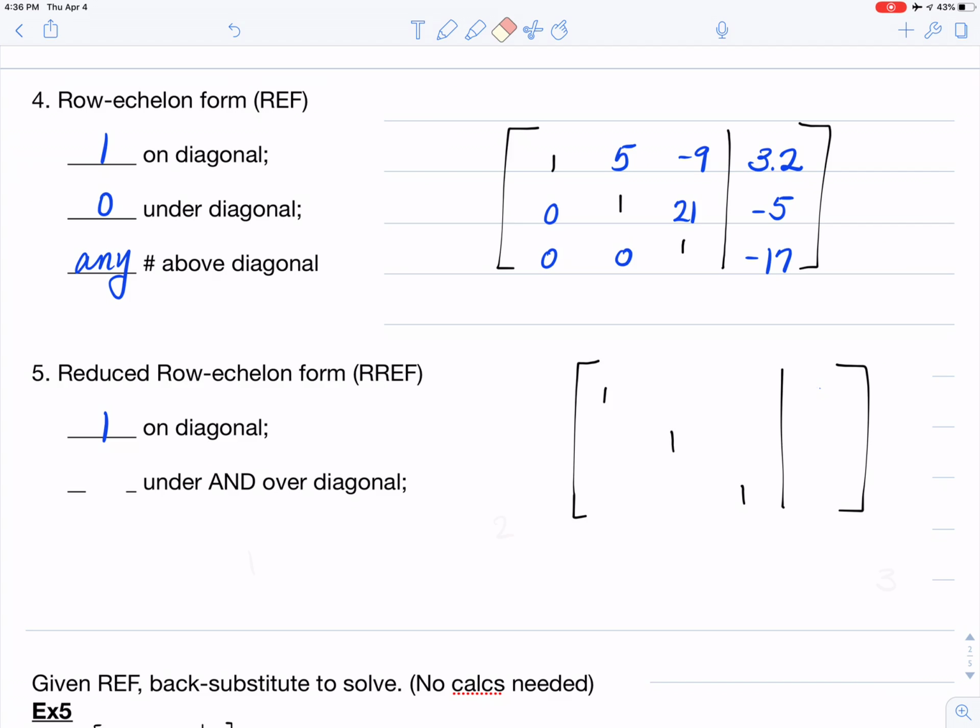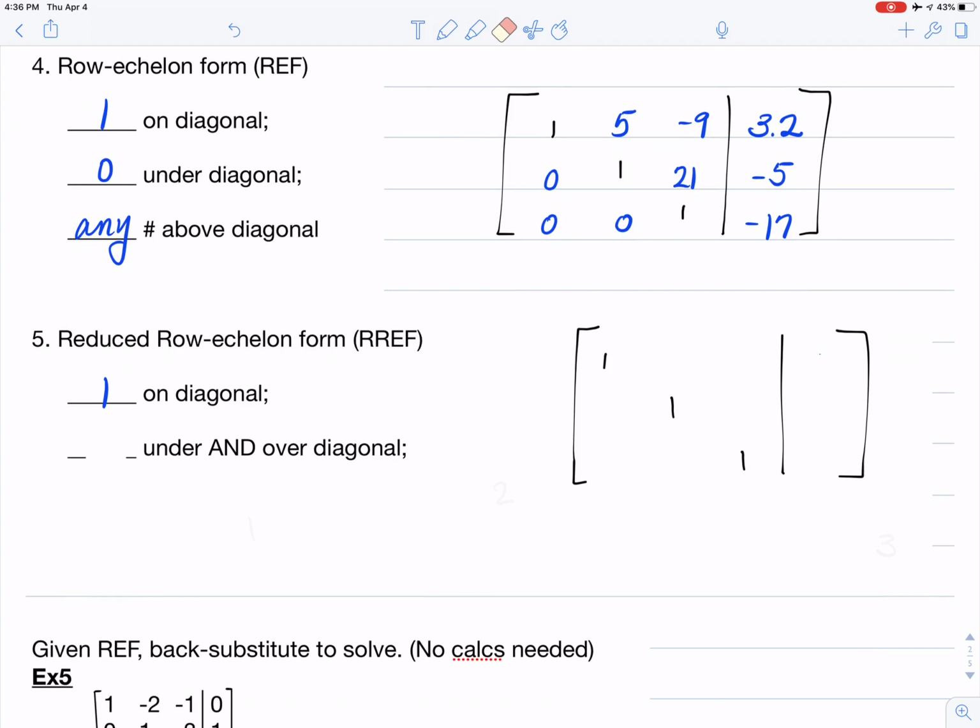Reduced row echelon form. Once again, you have ones on the diagonal, but the difference here is that under and over the diagonal, you have zeros. Only in the constant side of your auxiliary matrix do you have other numbers that could be something other than ones and zeros.